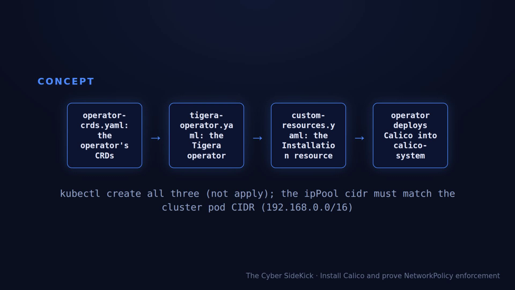The installation's ipPool CIDR must agree with the cluster's pod CIDR, which is 192.168.0.0/16 here. And these manifests need kubectl create, not apply. The CRD file is bigger than the annotation kubectl apply attaches, so apply fails on it.